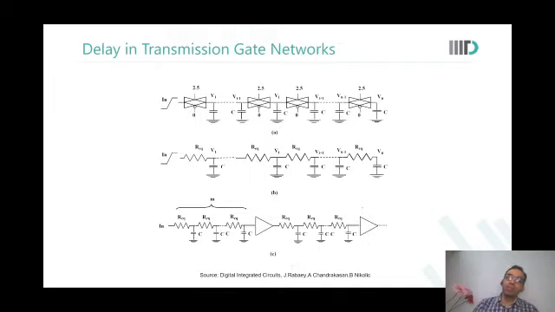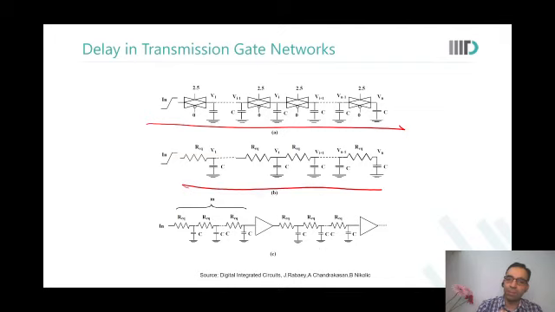ठीक है? So transmission gates के साथ ये देखो कि let us assume that there is a huge series of transmission gates that I have. What do I essentially have then? I have a large RC network, and my delays degrade humongously.